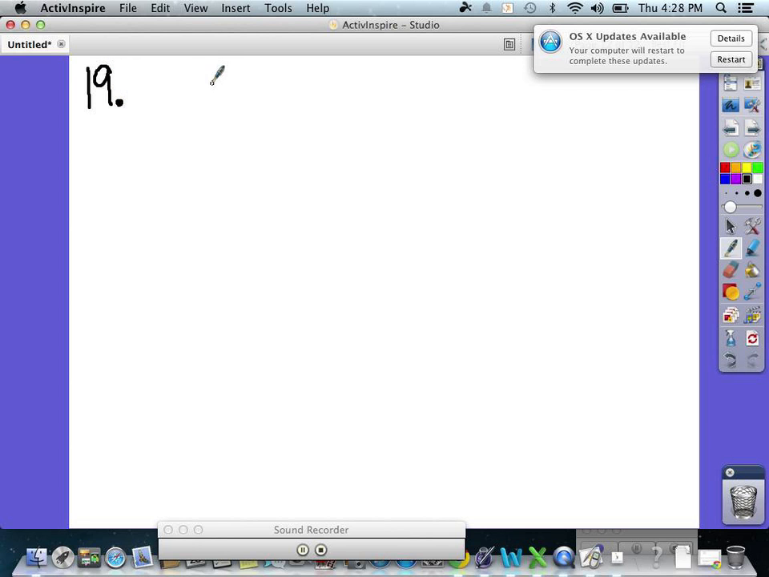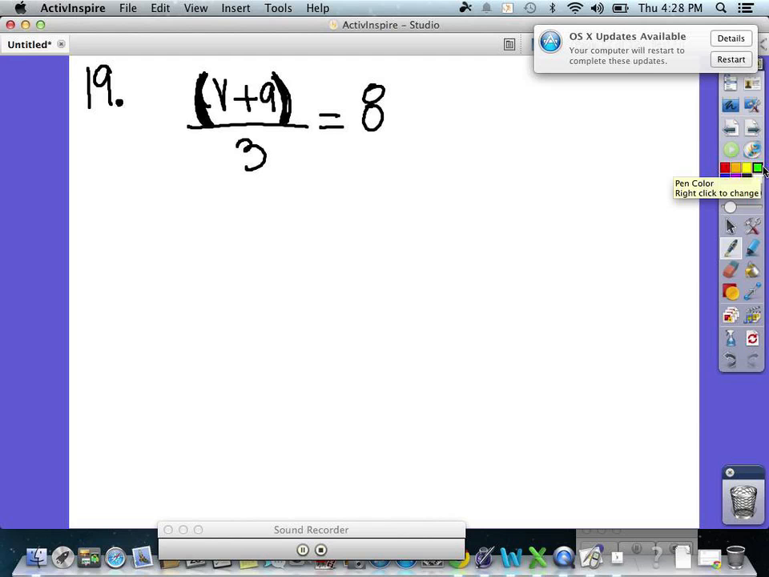So that's v plus 9 divided by 3 equals 8. Okay. Yeah, I hear you. We do have parentheses. But if you notice, there's nothing on the outside of these parentheses. They're just simply parentheses used for grouping. There's nothing on the outside. So we don't have to do distributive property. But yes, we need to get it out of the fraction state. We need it on a single line.